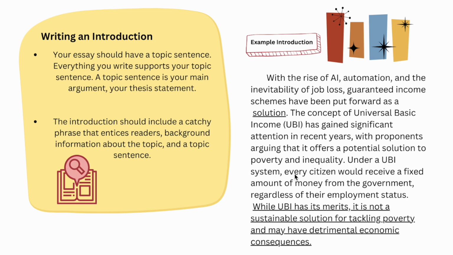Under a UBI system, every citizen would receive a fixed amount of money from the government, regardless of their employment status. While UBI has its merits, it is not a sustainable solution for tackling poverty and may have detrimental economic consequences. Now, this underlined part here, that sentence, that is the topic sentence. This is the argument. And now when we get to the body, you will see that we are going to include evidence and facts to support this argument here.